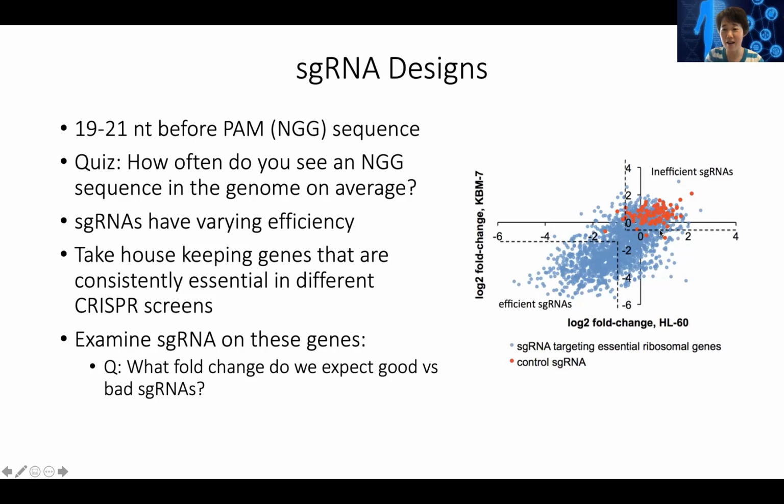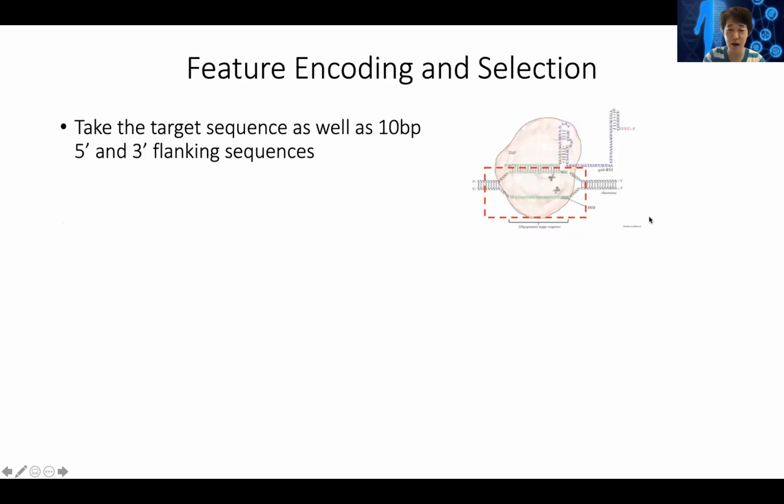And the red dots here are control guides which don't even have any hits in the genome. It's not targeting any location in the genome, and they give you kind of a zero fold change or like no change. And so we wonder, what is the difference between these guide RNAs that work well from those that don't work so well?